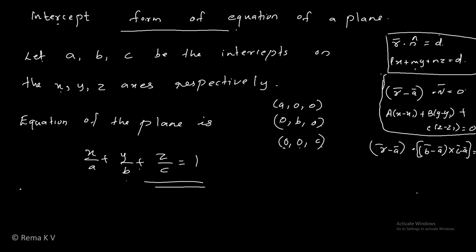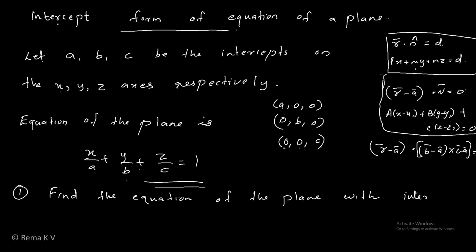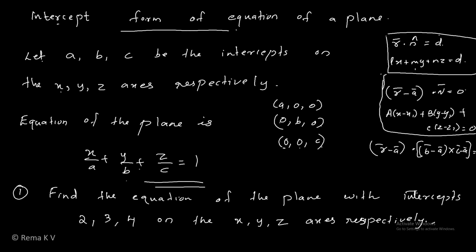So write a question. Find the equation of the plane with intercepts 2, 3 and 4 on the x, y and z axis respectively.